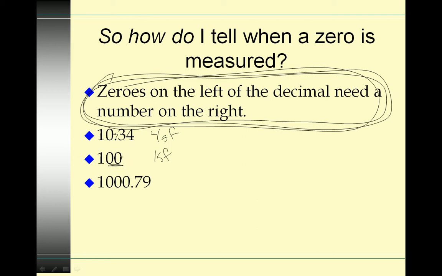$1,000.79, or whatever that would be. These are zeros on the left, and they need a number on the right, and they do. Oh, look, it's there. So this one has 1, 2, 3, 4, 5, 6 sig figs. Anything that's non-zero is always going to be significant.